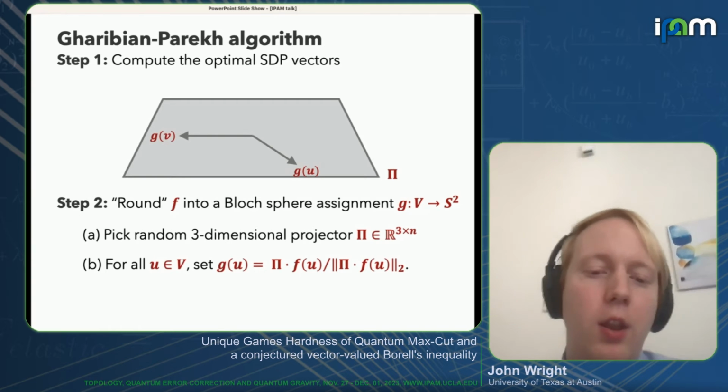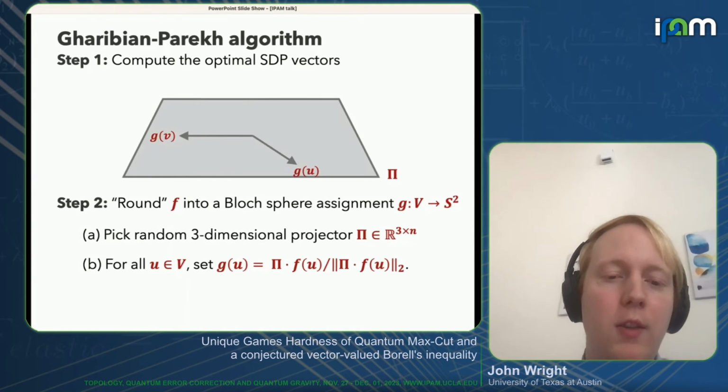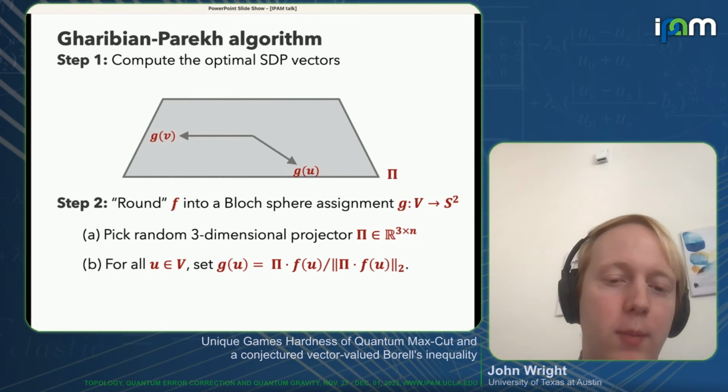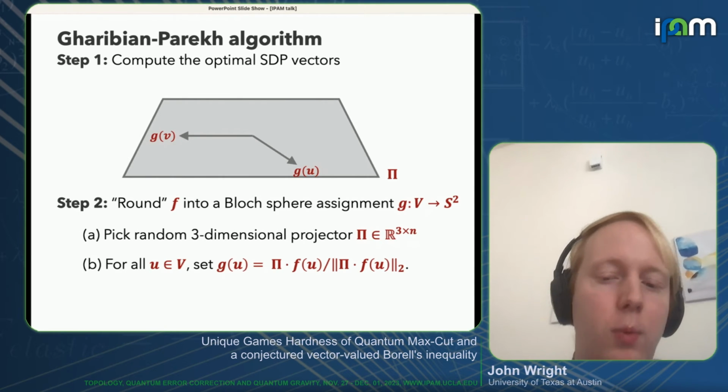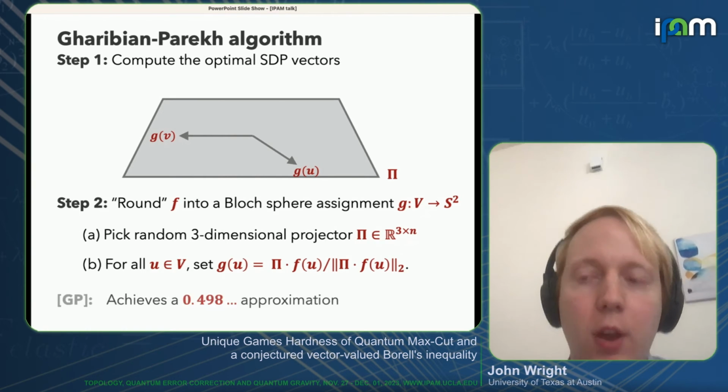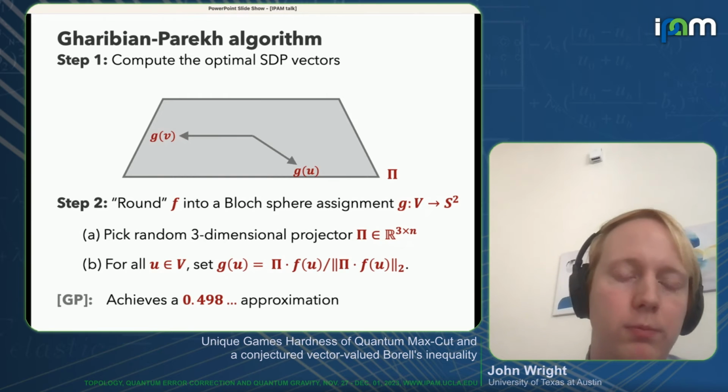And just like in the Goemans-Williamson case, this will tend to map similar vectors in n dimensions down to similar vectors in 3 dimensions, which is basically what you want. And what they showed is that this algorithm achieves a 0.498 approximation ratio.